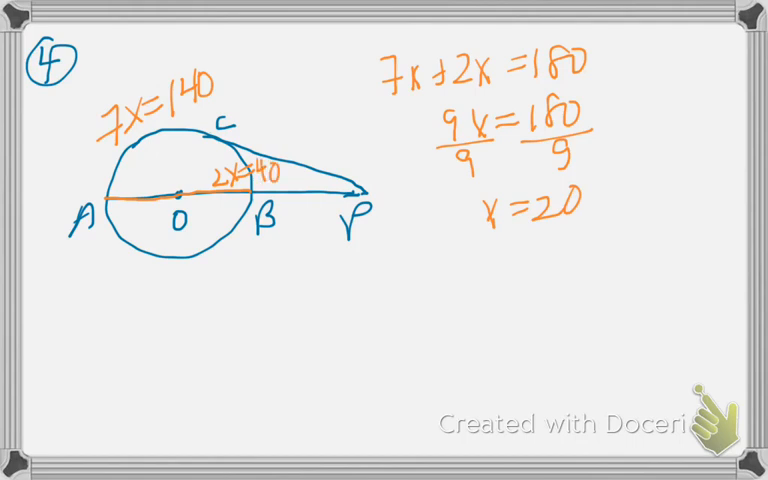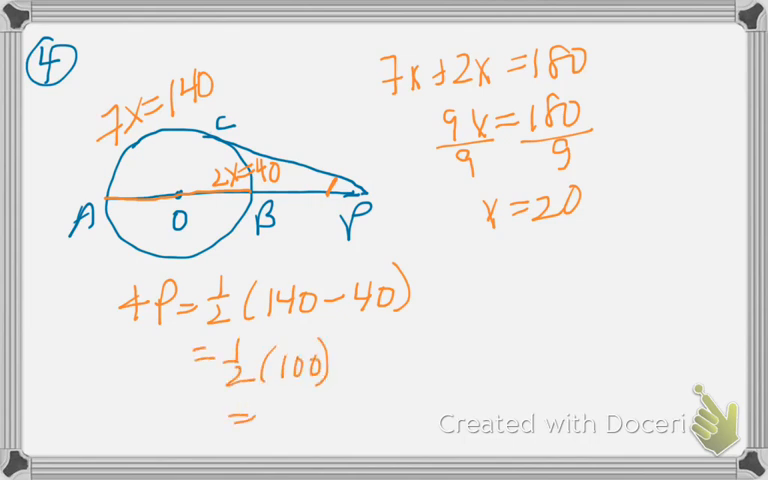And we're supposed to find angle CPA, that's this angle right here. That's just really angle P. So angle P equals 1/2 the big arc minus the small arc. That gives us 1/2 of 100, and that's equal to 50.